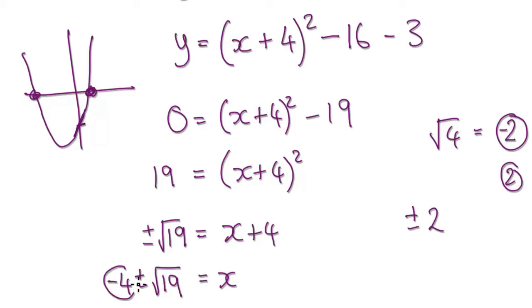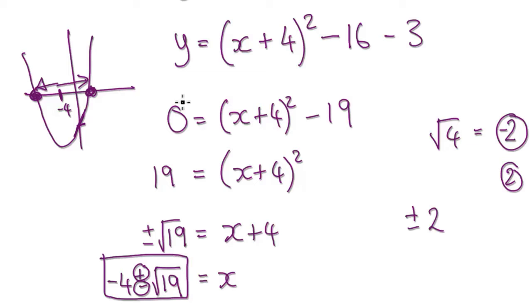So what that means is -4 is the lowest point here. So this bit here would be -4, and then if you add this square root thing, it will take you to the positive version. If you take away this square root thing, it will take you to the other root, which is this one here. So your final answer will be this.